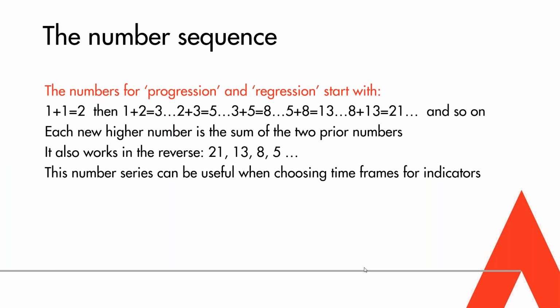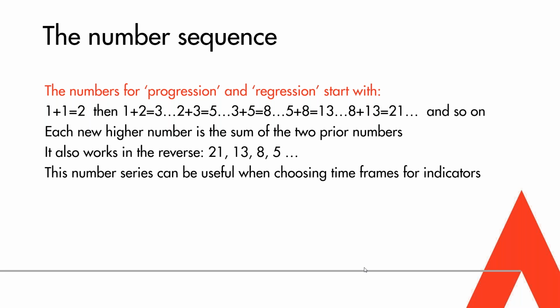So the numbers for the progression and regression start with 1 and 1 giving us 2, 1 and 2 giving you 3, 2 and 3 gives you 5, and this is again how the number will progress or expand outwards. So each new higher number is the sum of the 2 prior numbers. Now you can also do the same thing in reverse. So if you're going backwards into smaller numbers, you get 21, subtract 13, and you get 8. If we subtract 8 from 13, we would get 5, and so on.